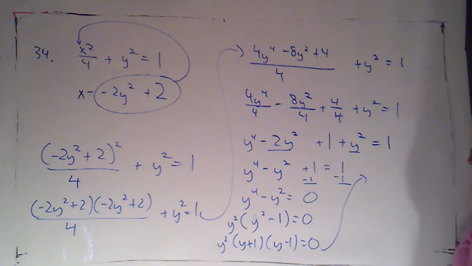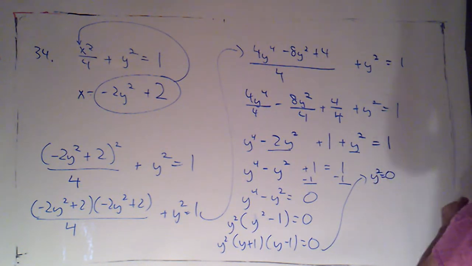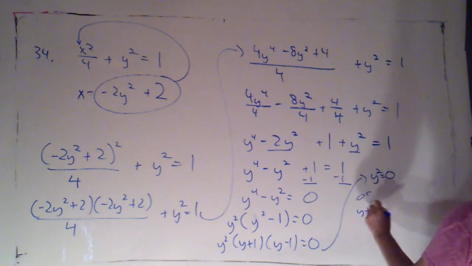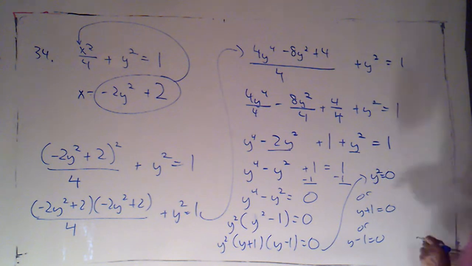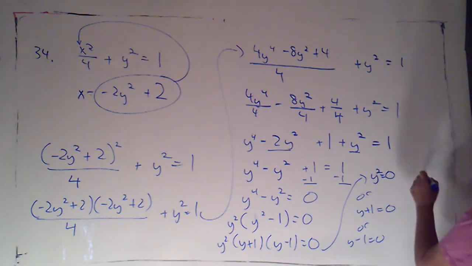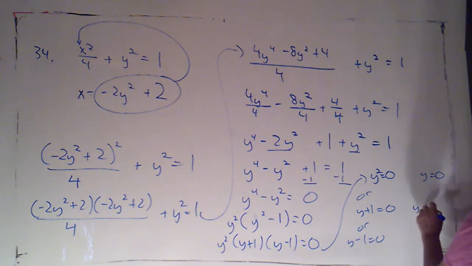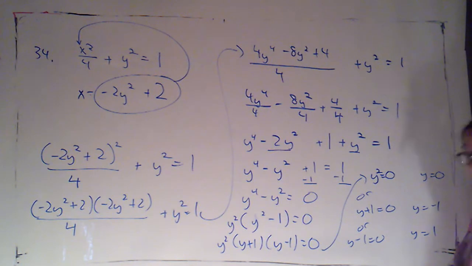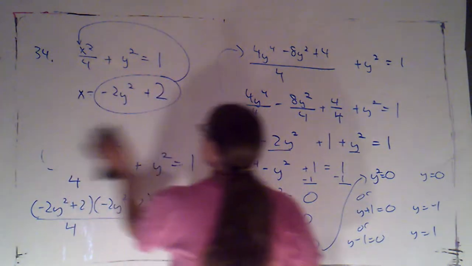But we should actually get now 3 answers for y, because we're either going to have y squared equals 0, or y plus 1 equals 0, or y minus 1 equals 0. Now, if y squared equals 0, that means that y is equal to 0. This would mean y is negative 1, and this would mean y is positive 1. So we've got 3 y values that work.